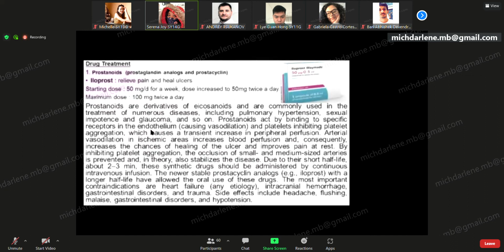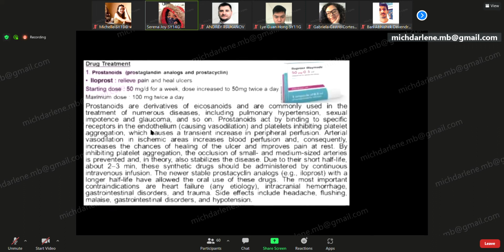The first main drugs are prostanoids, prostaglandin analogs, and prostacyclin, and maybe you saw iloprost. It relieves pain and heals ulcers. Prostanoids are derivatives of the eicosanoids and are commonly used in the treatment of numerous diseases, including pulmonary hypertension, sexual impotence, and glaucoma, and so on.